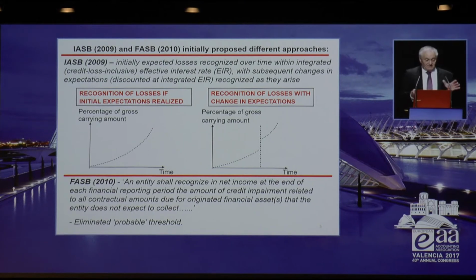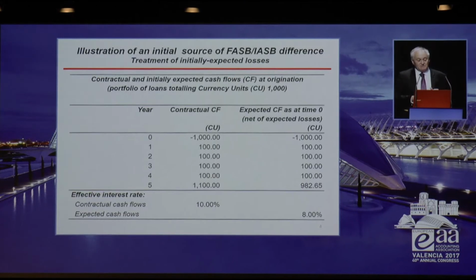Now, so they started from different points. It's useful at this point perhaps to illustrate one of the main issues that differentiated the two approaches. If you look at this example here, in the middle column, let's say a bank originates a portfolio of loans with a value of 1,000. So that's the amount lent.